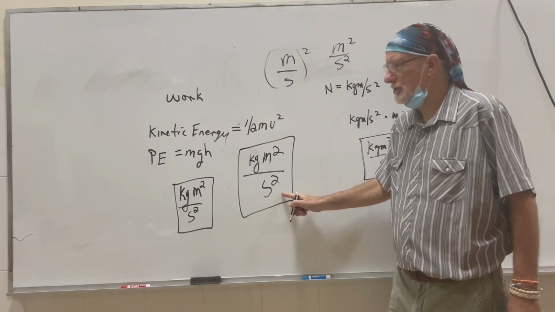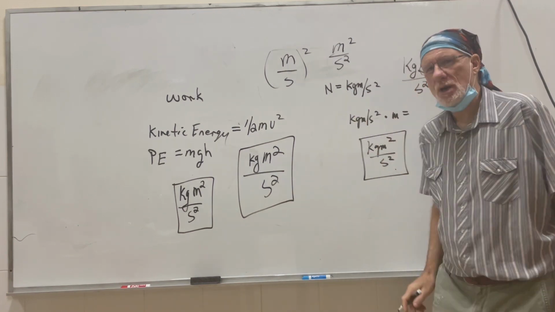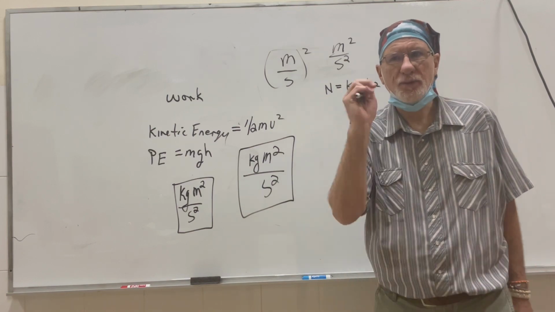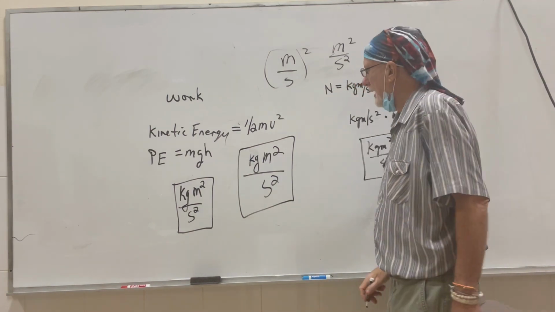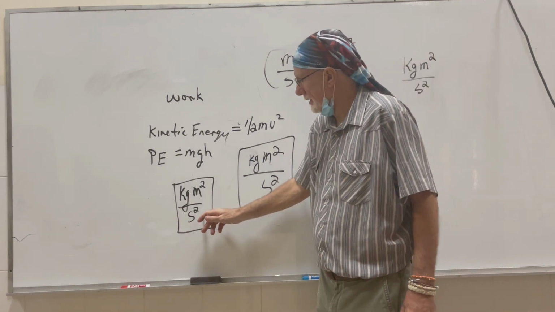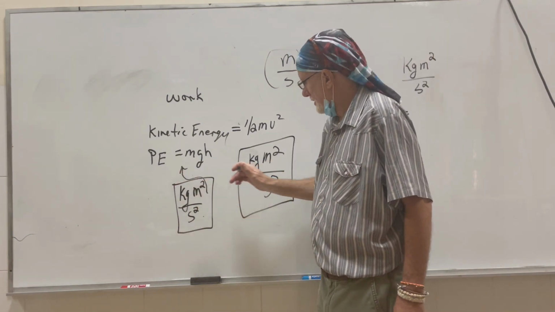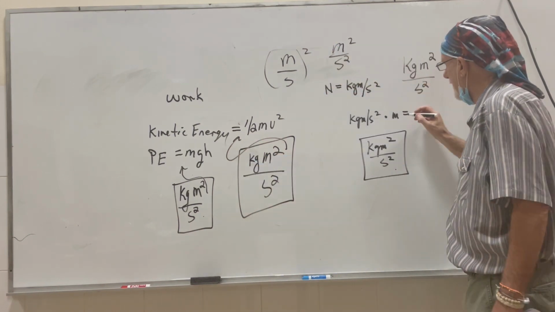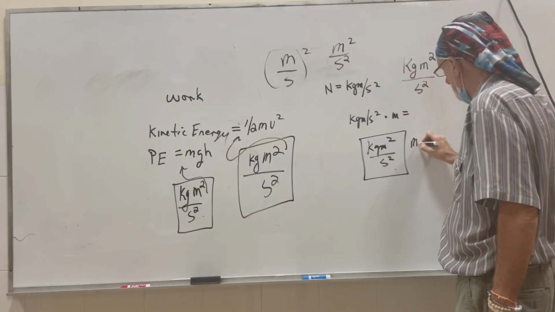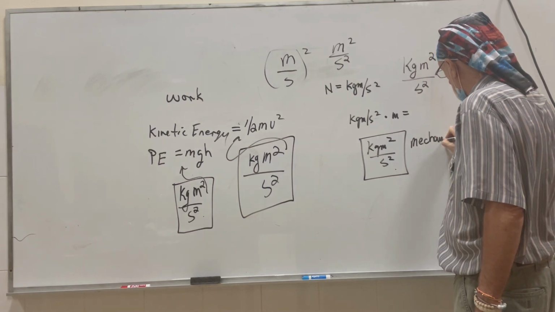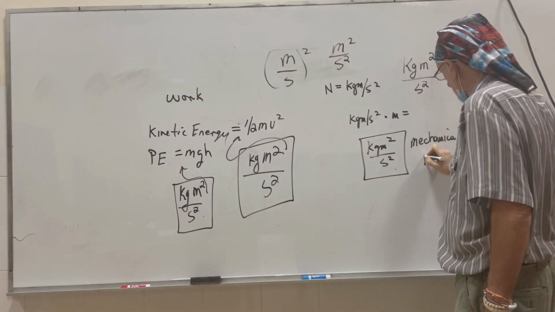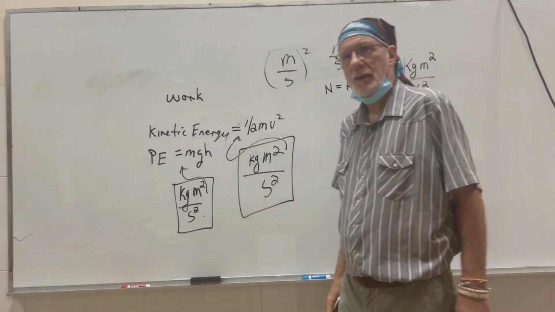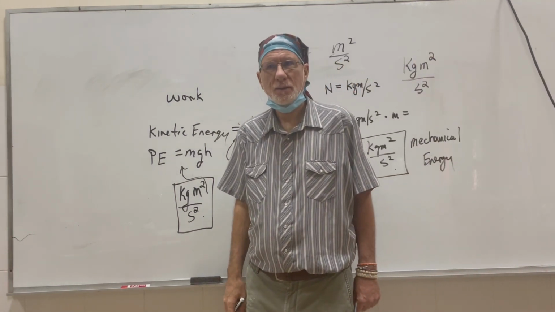This is potential energy. This is kinetic energy. And this is work. What do you notice about work? It's a form of energy. And this is potential energy. This is kinetic energy. And this is actually, we call it mechanical energy. Okay? Mechanical energy. Yes?